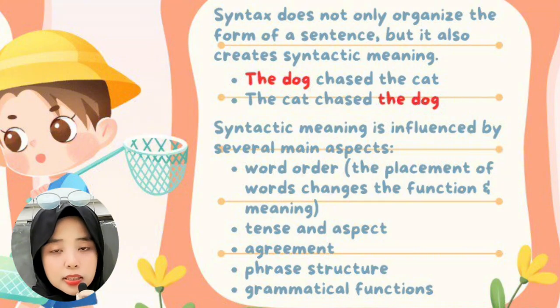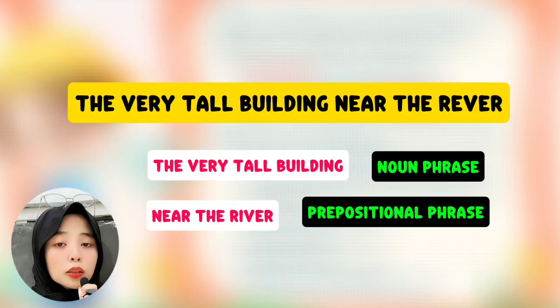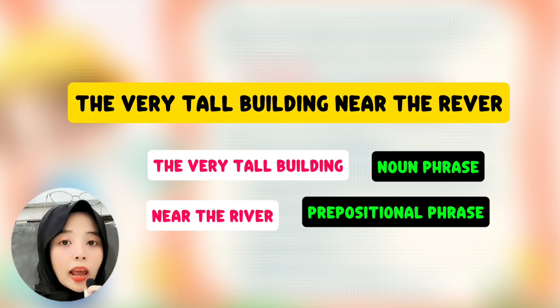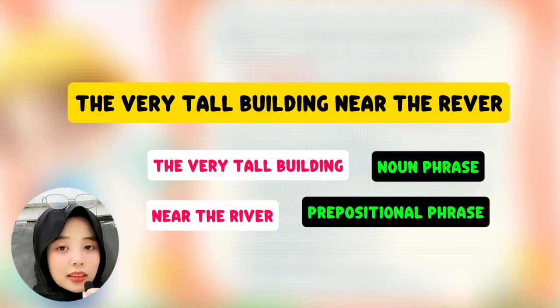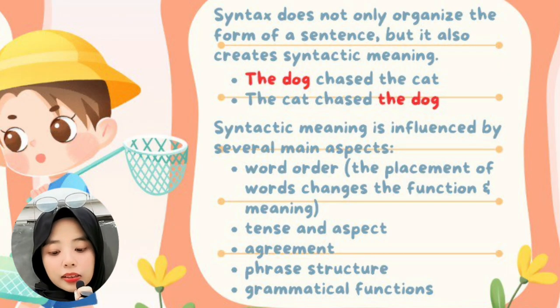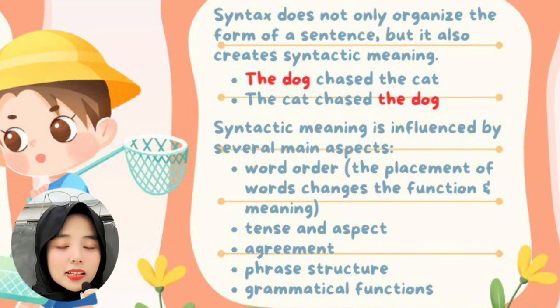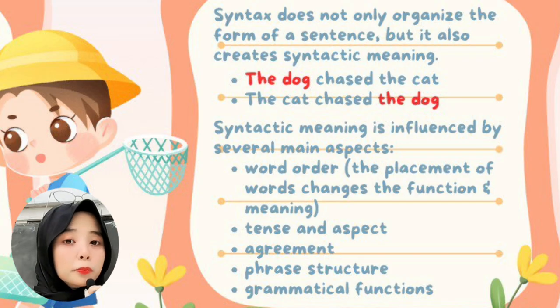And then the next is phrase structure, like "the very tall building near the river." "The very tall building" is a noun phrase, and "near the river" is a prepositional phrase. But it's okay, I will give you more understanding about phrases after this, right? And the last is the grammatical function that I mentioned before: in a sentence there is a subject, verb, complement, object, adverb, and so on. Okay, next I will explain about parts of speech.